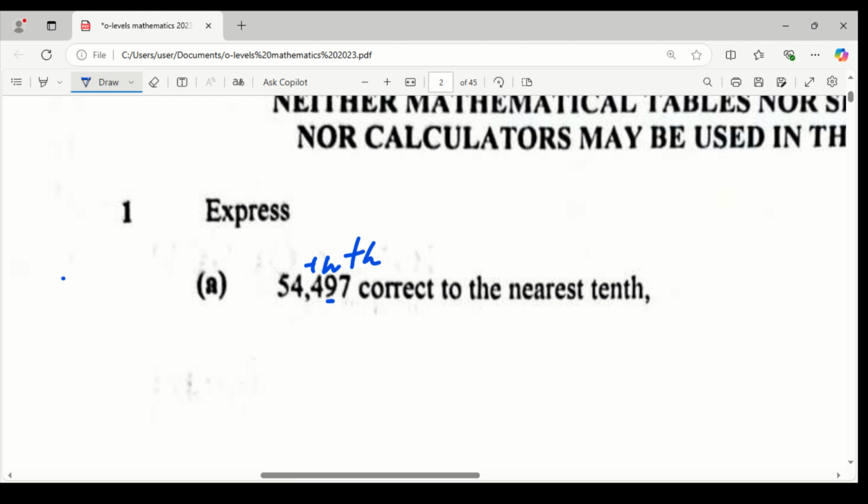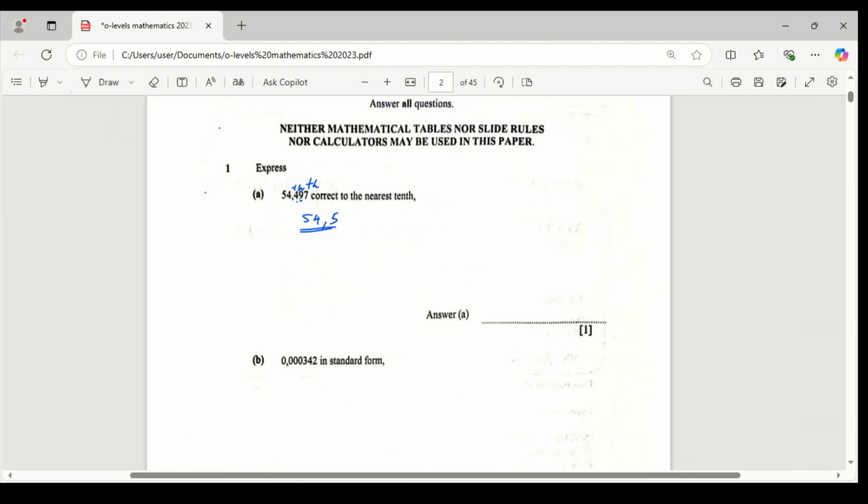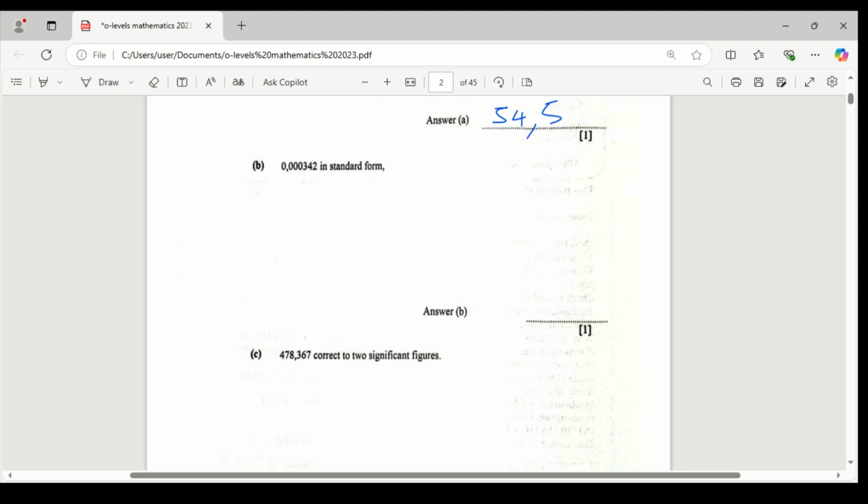Right. So the rule or the concept is that if the number is greater or equal to 5, you add 1 to the next number. So since 9 is greater than 5, we're going to add 1 to that 4, and it becomes 54,5. So that's our answer for number 1. So the answer for number 1 here, we are going to write 54,5. Now we can move on to number 2.